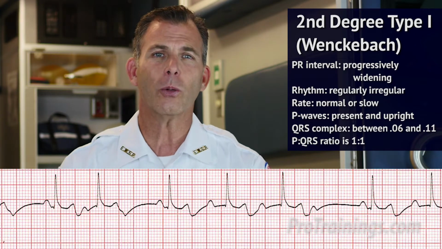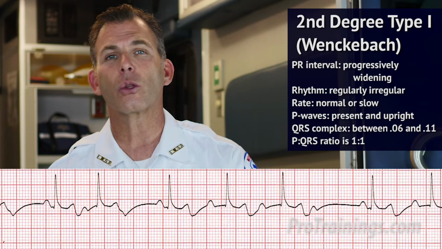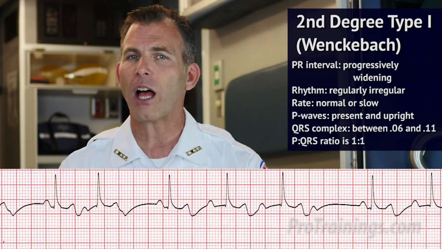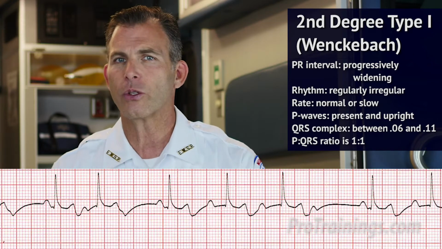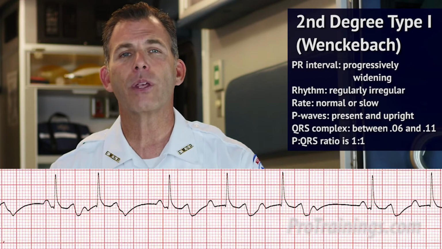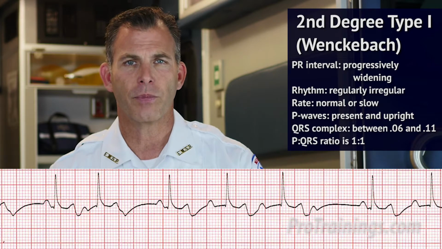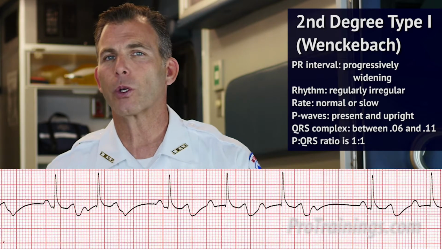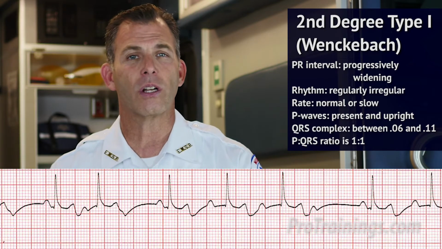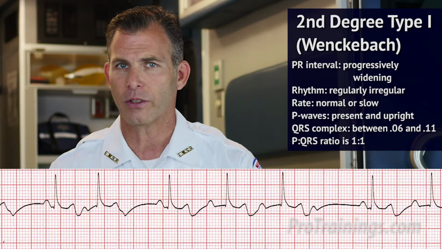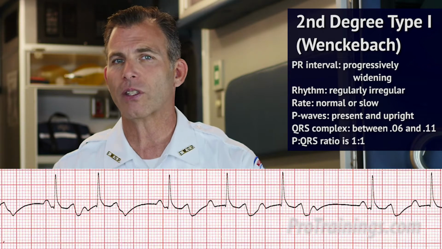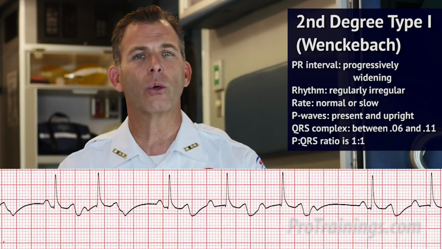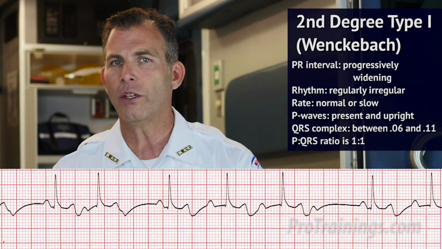So, in interpreting this ECG, we see that the rhythm with this type of second degree block is regularly irregular. The rate is normal or slow, and P waves are present and upright. The P to R interval is progressively lengthening until a QRS complex is dropped altogether. The QRS complex is between 0.06 and 0.11 seconds, and the P wave to QRS ratio is 1:1 until a P wave is blocked.